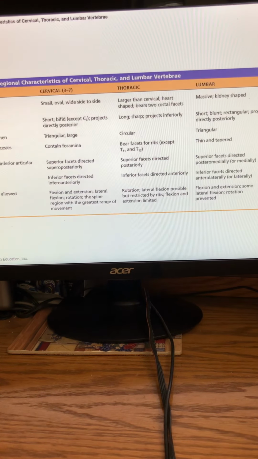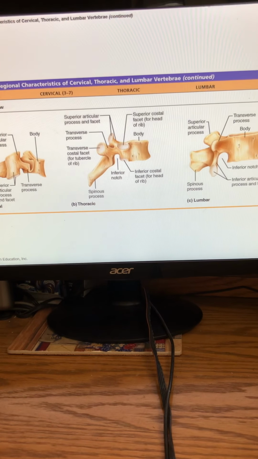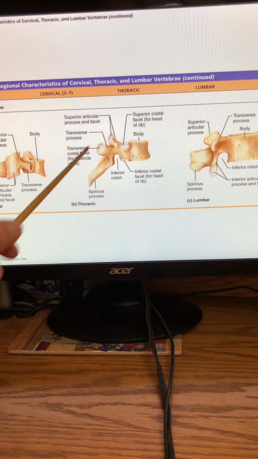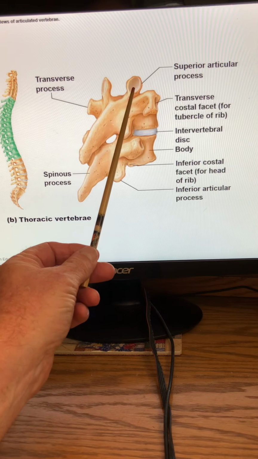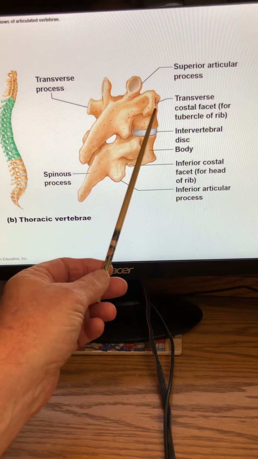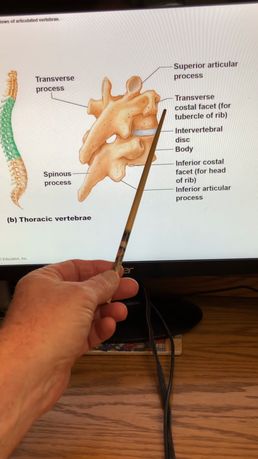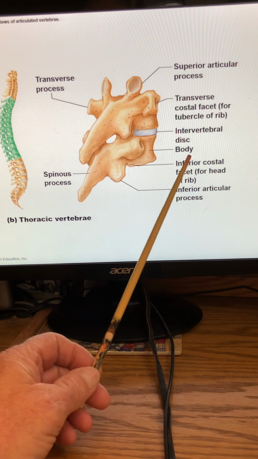Thoracic vertebrae, as I showed you before, are long and pointy. The unique feature of these is that each of them is going to have a rib attached to it. As you look at them, here is the superior articular process, and here is the transverse costal facet for the tubercle of the rib.